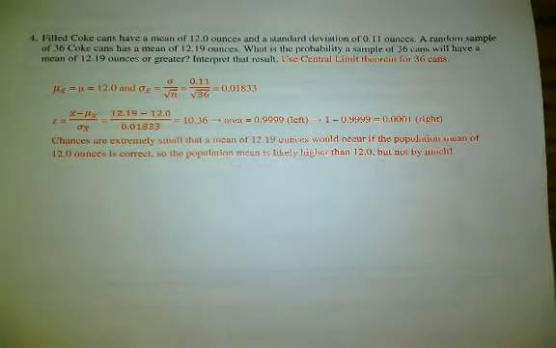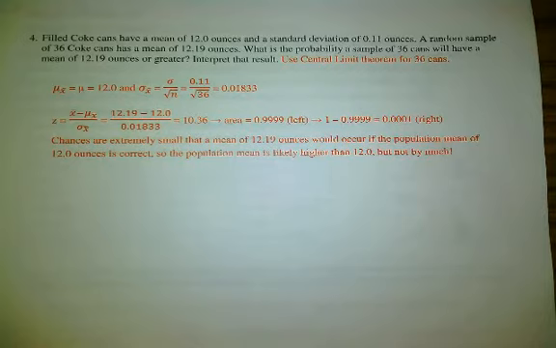All right, one last example. We have filled Coke cans. They have a mean of 12 ounces and a standard deviation of 0.11 ounces. A random sample of 36 Coke cans has a mean of 12.19 ounces. Okay, so they randomly selected 36 cans, and it had a mean of 12.19. What is the probability that a sample of 36 cans will have a mean of 12.19 ounces or greater?